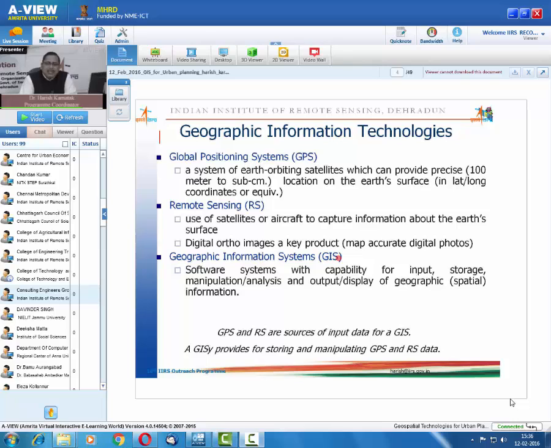If you understand this technology, GIS, today we are also using the term geospatial technology, and sometimes it is referring to GIS only.